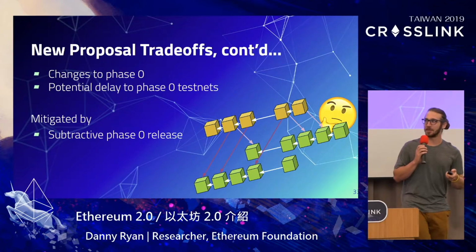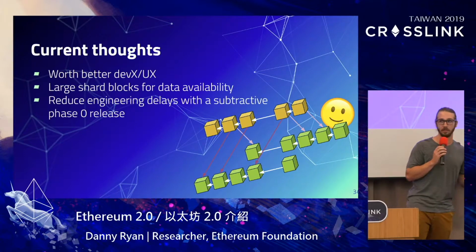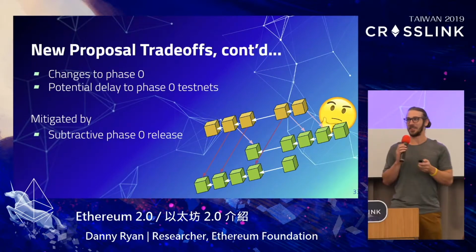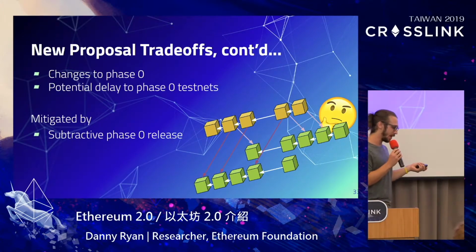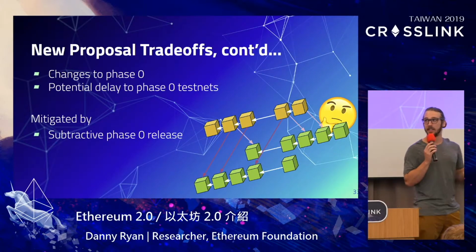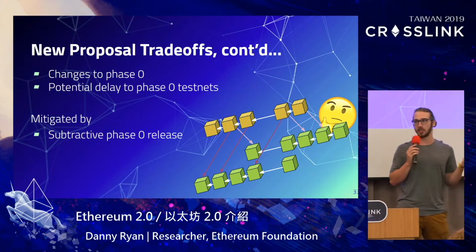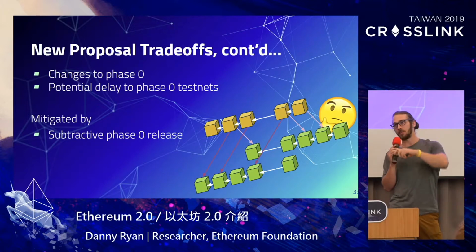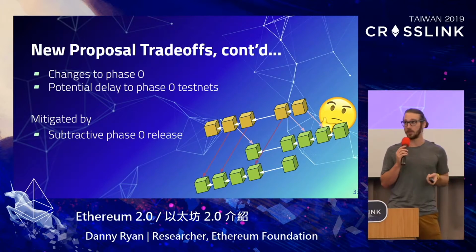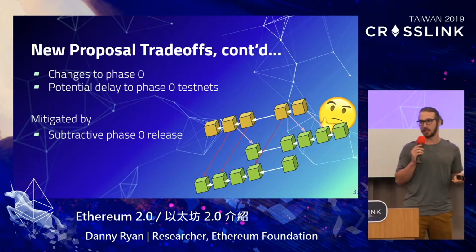Okay. Some other trade-offs, things that I've been thinking about a lot because I work with a lot of the implementers and the implementation teams that have been working on interoperability and working on testnets. This is something that's been keeping me up at night, is that this requires some changes to phase 0. And if we didn't change things at phase 0, then when phase 1 would come, we'd have some legacy code that we have to deal with. And it could lead to a delay in phase 0 testnets.